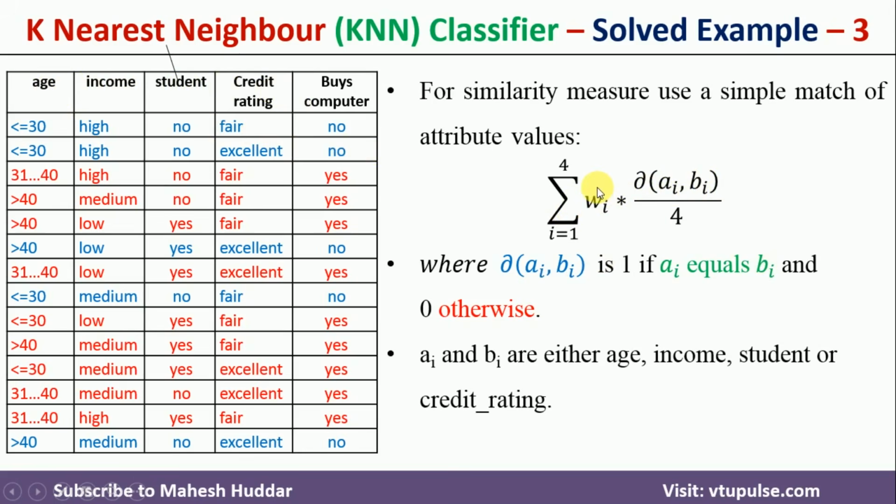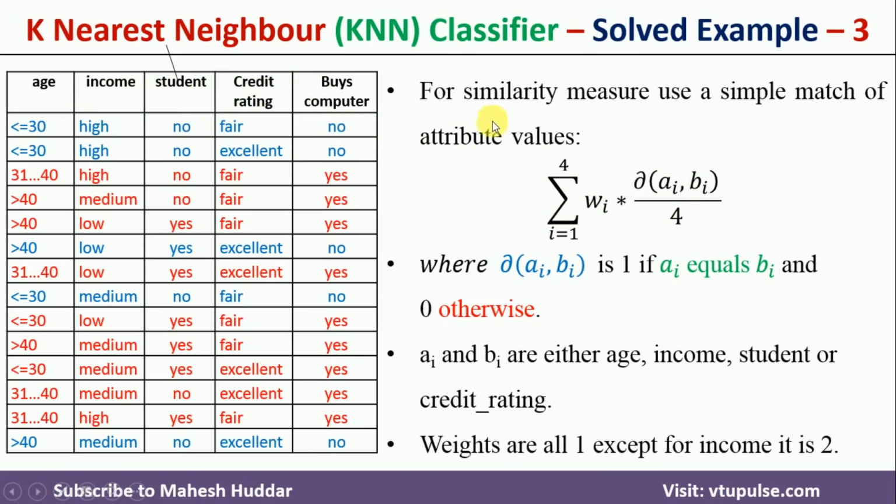This Wi is the weight, as I said earlier. Age, student and credit rating are given weight 1 and income is given weight 2 in this case. So that is one more important point. And we have to take the division by 4 because we have 4 attributes. That is the final one.